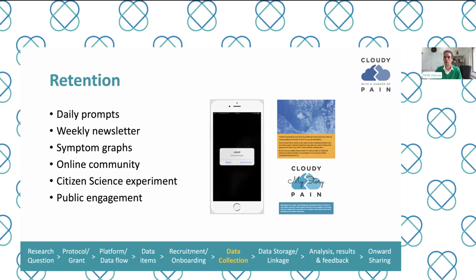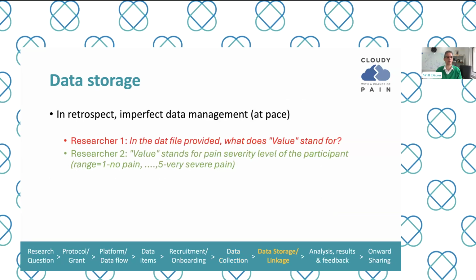So we started the recruitment. We wanted to track daily symptoms for 6 months or more, a really big ask. And so we built into the study design as many things as we could think of to retain our participants. Daily prompts via a notification via the smartphone. We sent out a weekly newsletter. We allowed people to see their symptom graphs. We set up an online patient community where they could discuss the study or living with chronic pain. We ran a citizen science experiment and did lots of public engagement, taking the citizen science experiment out on the road.